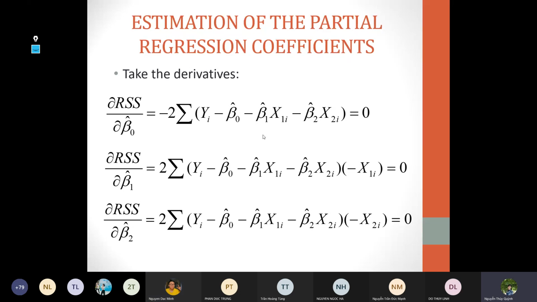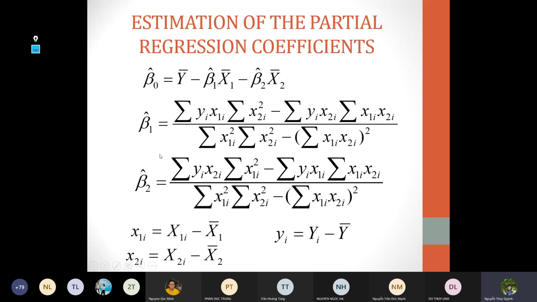Yes. As long as the number of equations is equal to the number of unknowns, we can solve this set of equations. And using some mathematical techniques, we get the solution. We have beta 0 hat equal to the sample mean of y, minus beta 1 hat times the sample mean of x1, minus beta 2 hat times the sample mean of x2. And here is the formula to calculate beta 1 hat and beta 2 hat.